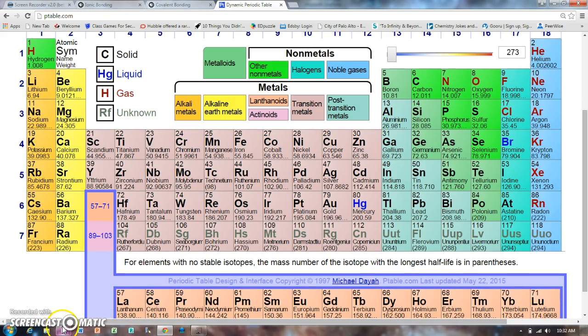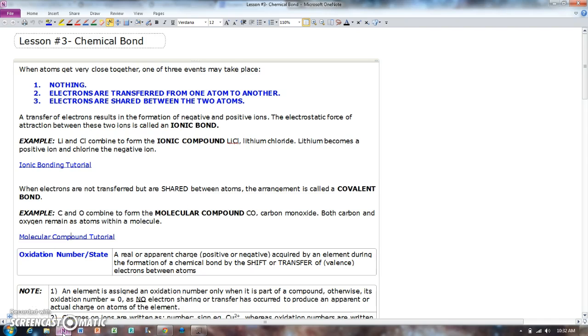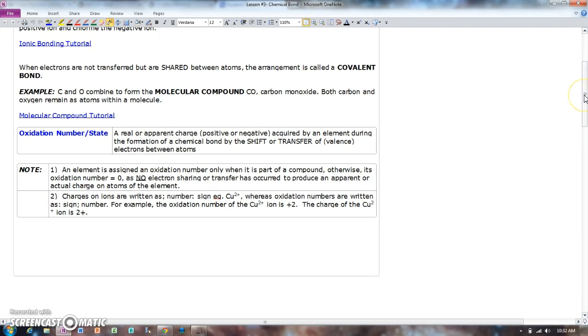So something that the electrons do to help with that is bond. So they're either going to give and take electrons, or they're going to share electrons between atoms. So first, let's just look at oxidation number and oxidation state and what that means. So oxidation number, oxidation state really is just a real or apparent charge, can be positive or negative, that an element acquires during the formation of a chemical bond. So either that shift or the transfer of valence electrons between atoms.